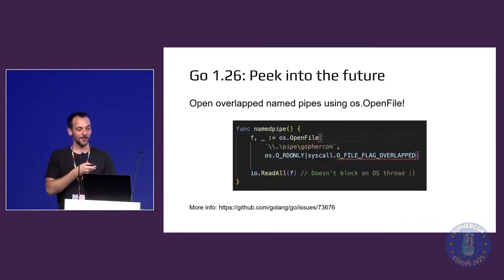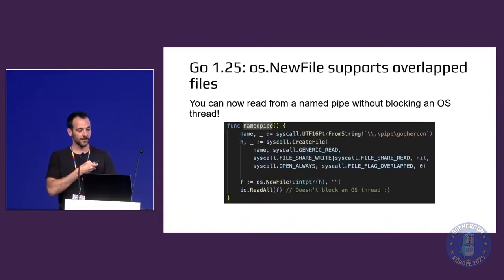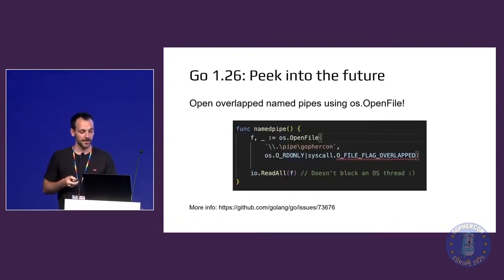In Go 1.26, a peek into the future, I proposed to add a new flag to the syscall package so you can use os.OpenFile to open a file for overlapped I/O. So from this you get this nicer code.